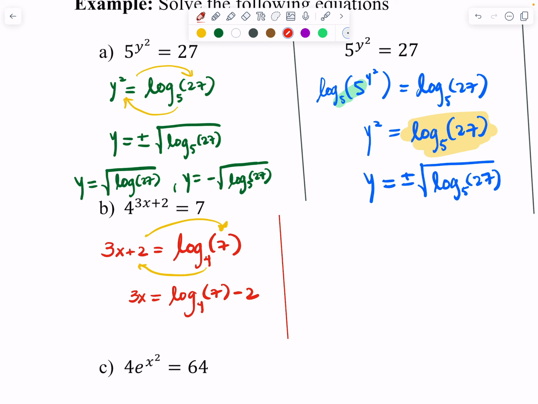Here, I'm just going to give myself more space. We could divide by 3. So log base 4 of 7 minus 2, all over 3. You could type that into your calculator and get the approximation, but this would be the exact value of that solution.